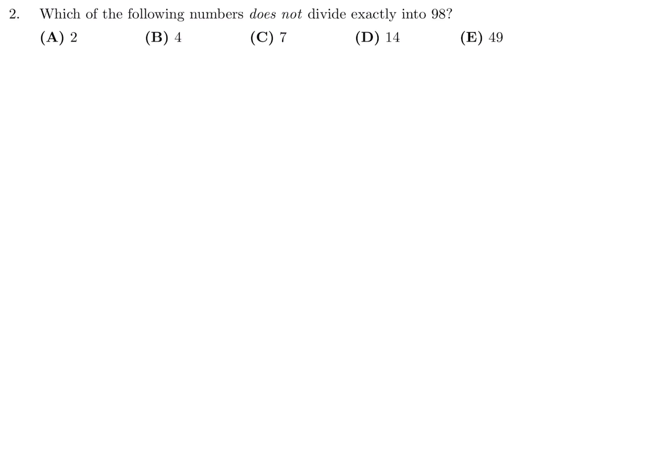Which of the following numbers does not divide exactly into 98? So let's see, 98 divided by 2 is equal to 49. Okay, so that works. That does divide into 98. Let's try 4. 98 divided by 4 is equal to 24.5. So since that is not an integer, 4 does not divide exactly into 98. So the answer to this question is B.